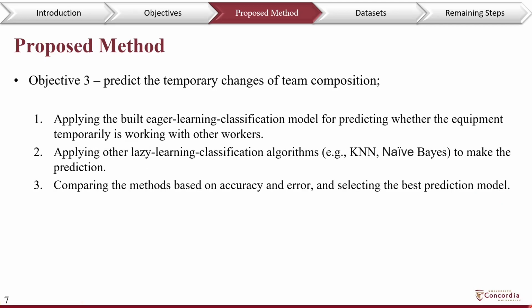In objective 3, we will input the test set into the built classification model to predict the temporary changes of team composition. Since we are not sure whether this model fits the data or is the best model for making this prediction, we will also try to apply other classification algorithms such as KNN and naive Bayes. By comparing the accuracies of different prediction models, we will select the best one.